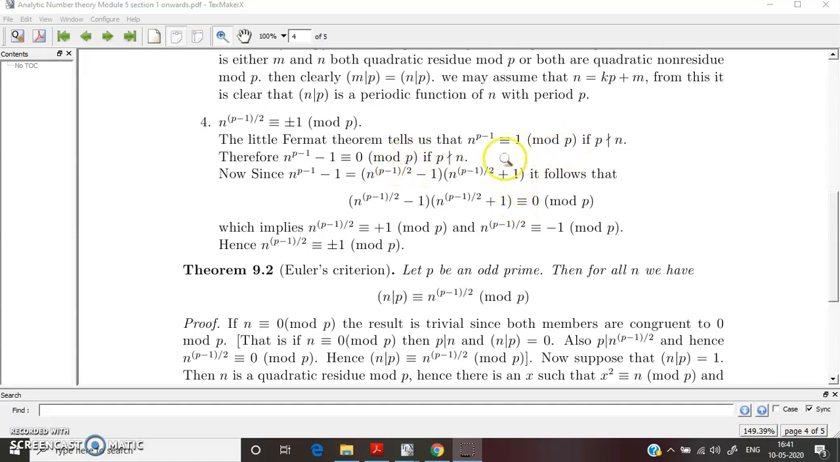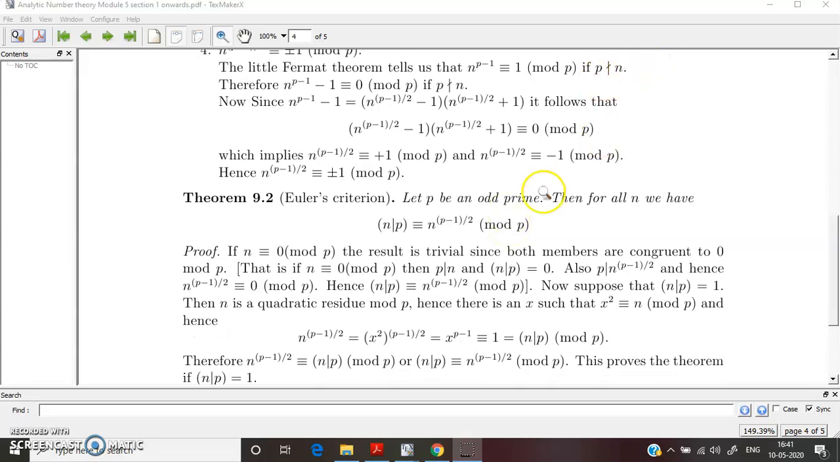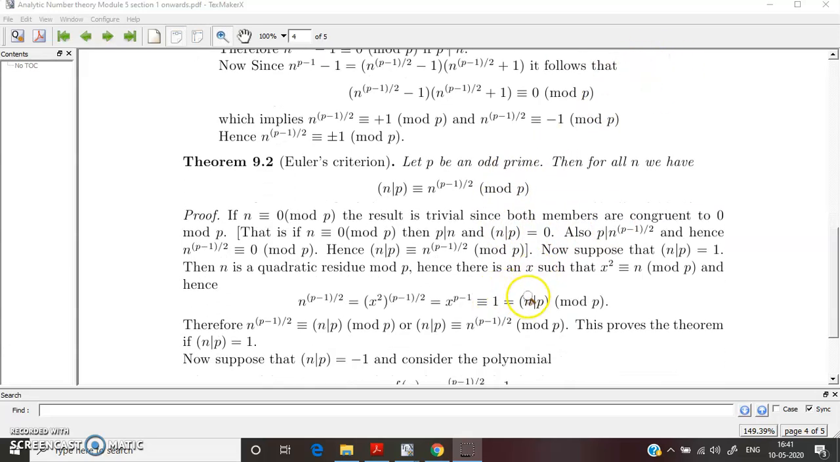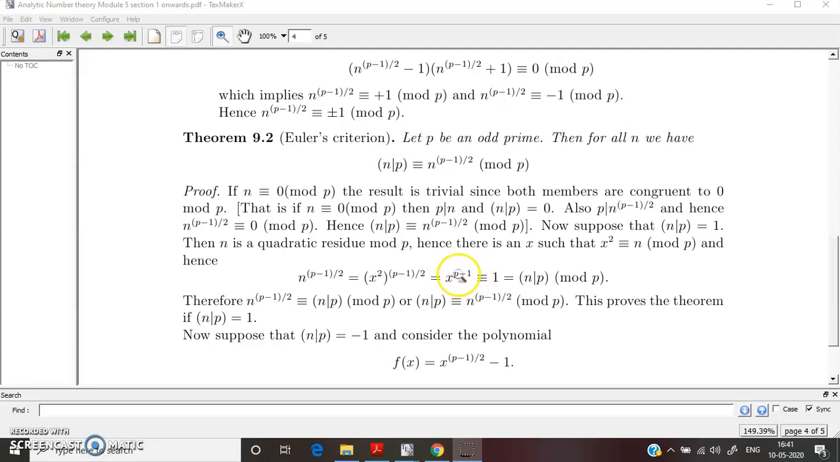We have n raised to p minus 1 is equal to 1 mod p if p does not divide n, and here also p does not divide n. So x raised to p minus 1 is equal to 1, which is the same as (n/p), because (n/p) is 1, mod p. So in that case also, we have proved that (n/p) is equal to n raised to (p minus 1)/2 mod p. So this proves it for (n/p) equal to 1.